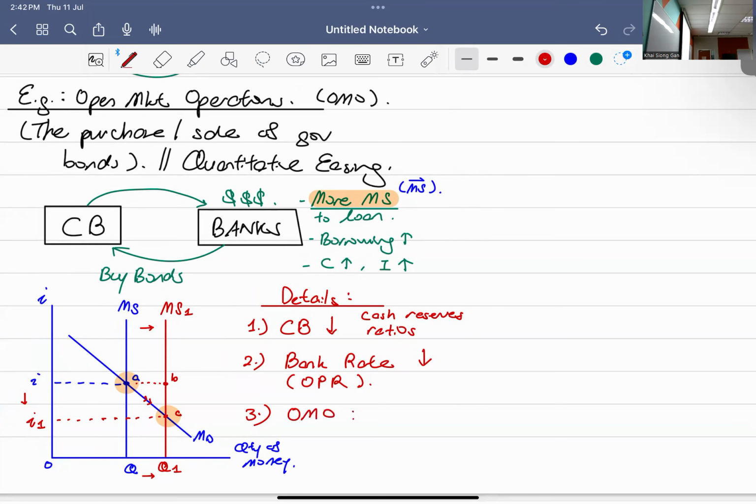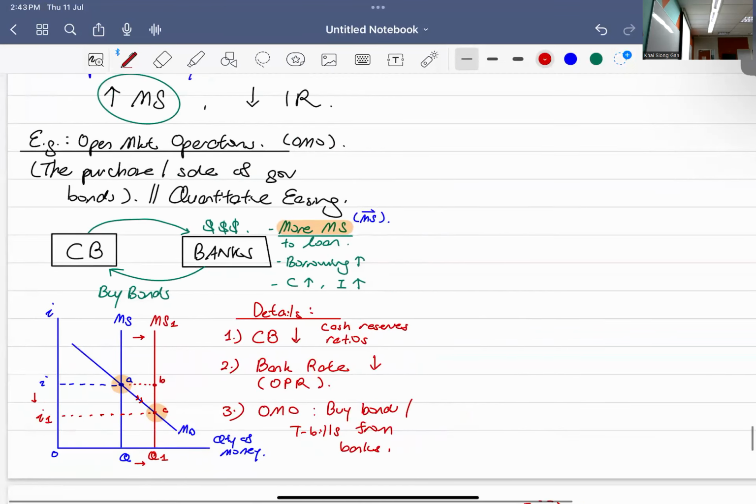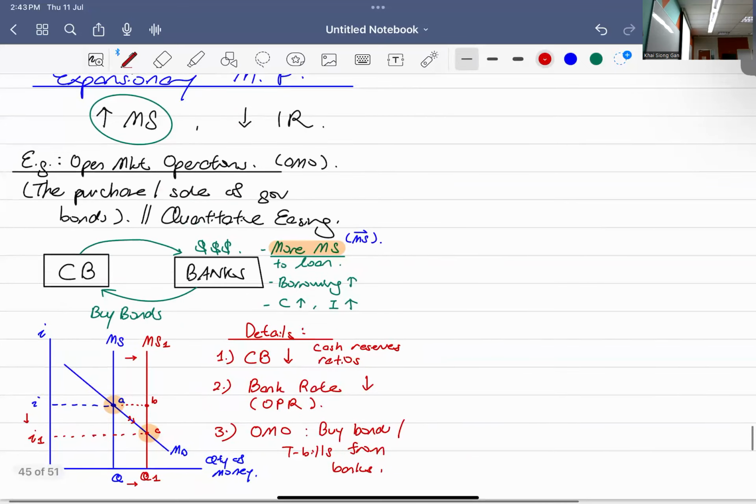Like what I said, open market operation, by how? By buying bonds. Okay, buying bonds or T-bills, it's also part of bonds, from the commercial banks or from people like that. But usually they buy from commercial banks.